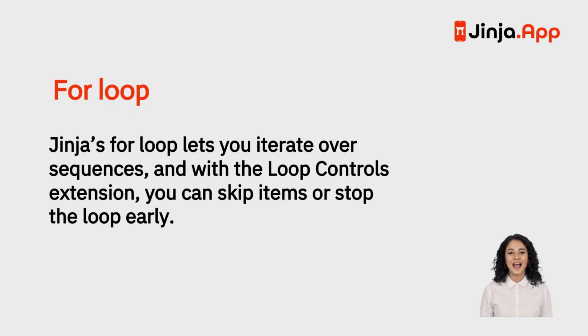Jinja's for loop is a powerful tool for iterating over sequences and rendering dynamic content. But sometimes you need more control, like skipping certain items or stopping the loop early. That's where the loop controls extension comes in. By enabling this extension, you can use break and continue directly in your templates, just like in Python.